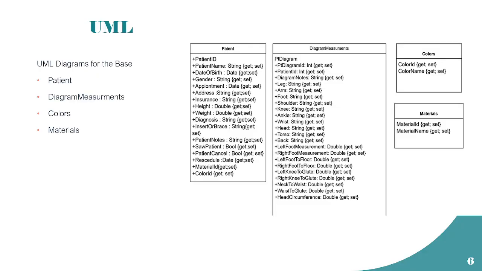This is my UML. There's one for a patient, diagram, measurements, colors, and materials. So the patient has everything for the patient, and then the diagram is the measurements, the checkboxes, and the notes. The colors and materials are for the inserts or the brace that a patient would get. So like, the color was blue and the material was something. I don't know how to pronounce any of them.